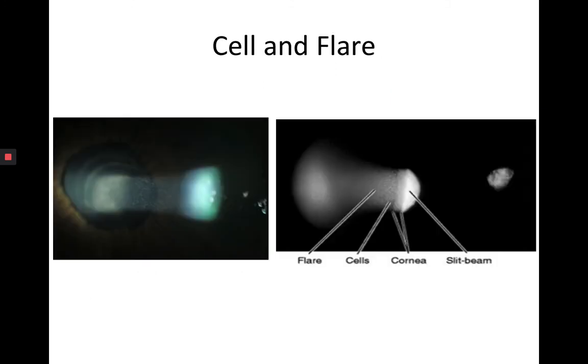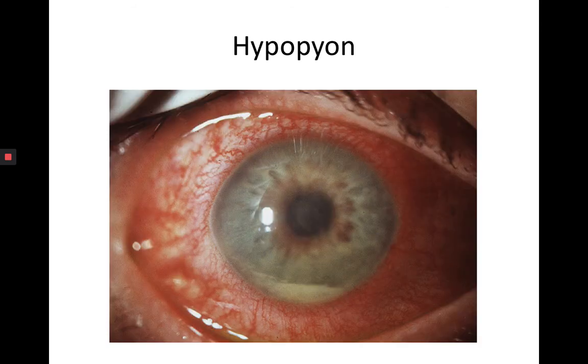On slit lamp exam, you'll see cell and flare, and this is an indication that there's inflammation within the anterior chamber. So the cell refers to circulating immune cells in the anterior chamber, and flare is caused by protein leakage into the anterior chamber from inflamed blood vessels.